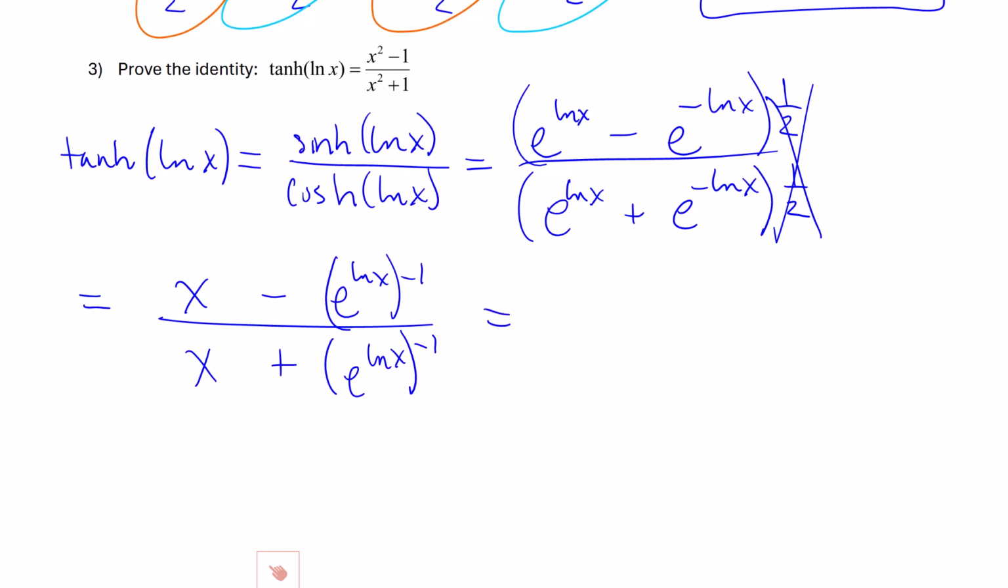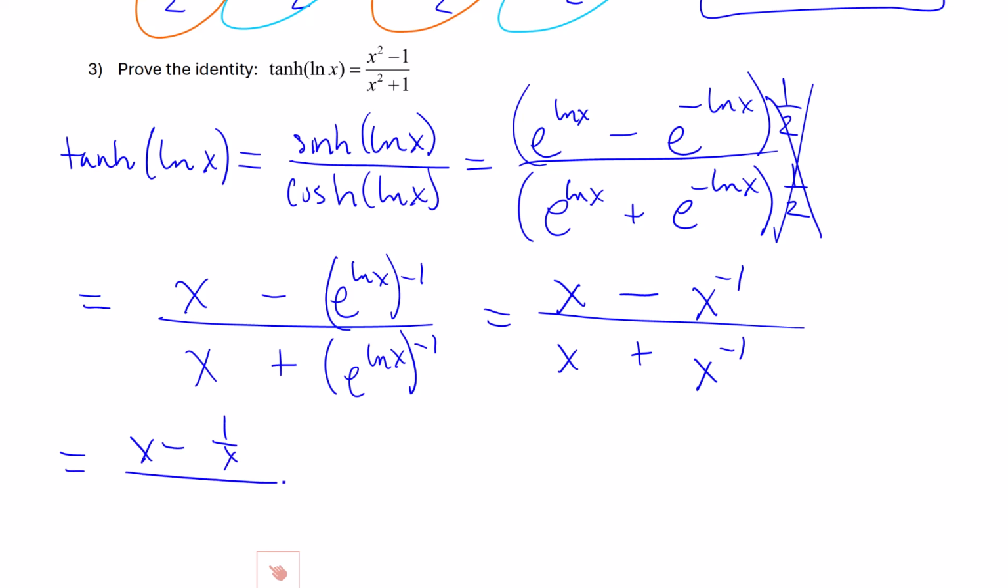I'll continue on. In the numerator, we're going to have the x as the first term, then a minus. For the second term, e to the ln of x reduces to just x, but now it's really x to the negative 1, given that power that we introduced there to rewrite the expression. Similarly, down below, we'll have x, and then plus e to the ln of x is just x, but it's to the negative 1 power. We can simplify this a little bit more. If you go back to some algebra, this is really just x minus 1 over x in the numerator over a denominator of x plus 1 over x.